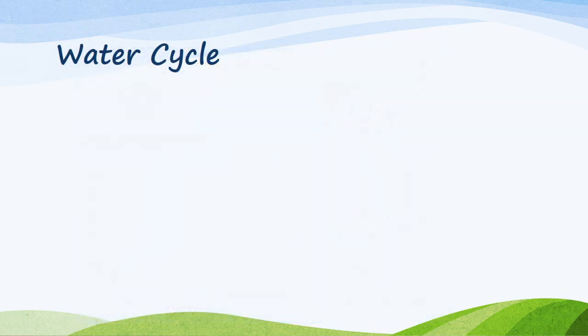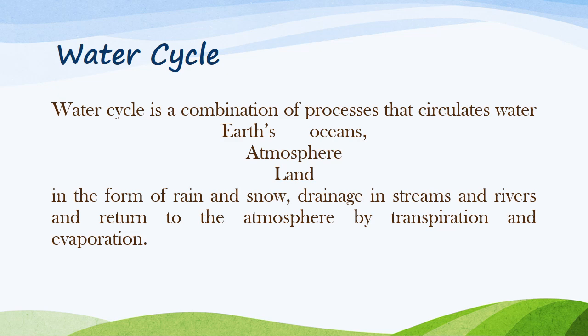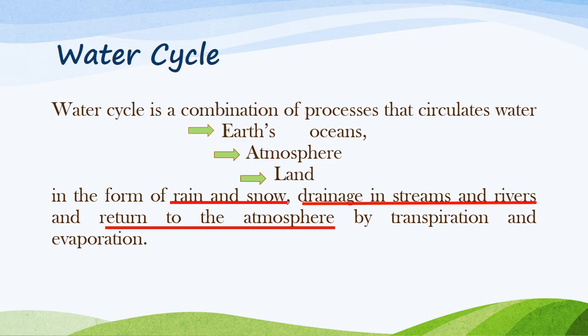Water cycle. Water cycle is actually a combination of processes that circulates the water. Water is circulated between Earth's oceans, atmosphere, and land. This water is circulated in the form of rain and snow, drainage in the streams and rivers, and then this water is returned to the atmosphere by transpiration and evaporation.